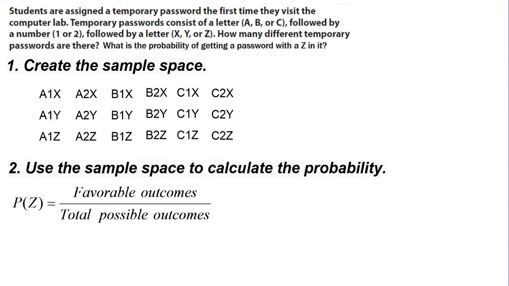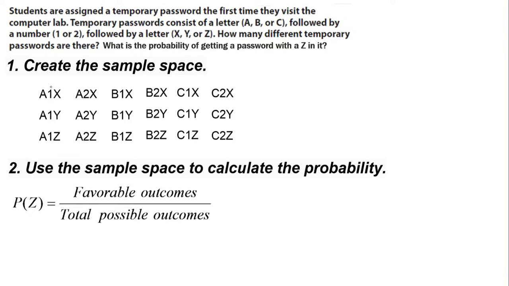Temporary passwords consist of a letter, either A, B, or C, followed by a number, 1 or 2, followed by a letter X, Y, or Z. How many different temporary passwords are there? And what is the probability of getting a password with a Z in it? So what I did is I created an organized list.